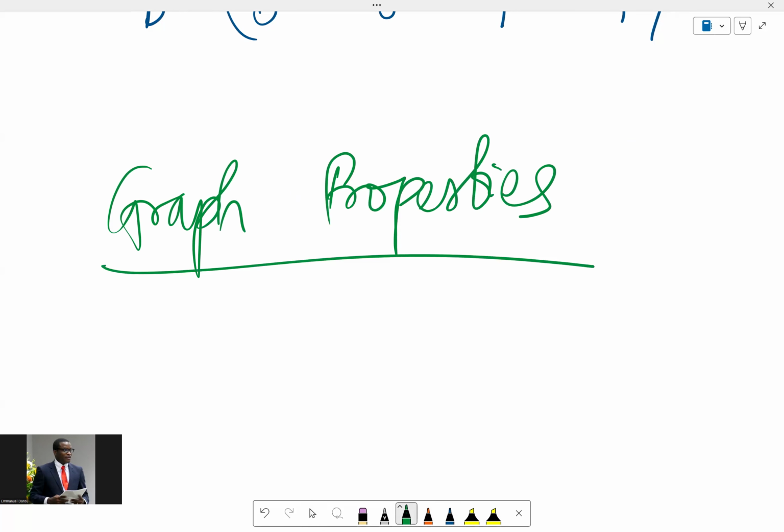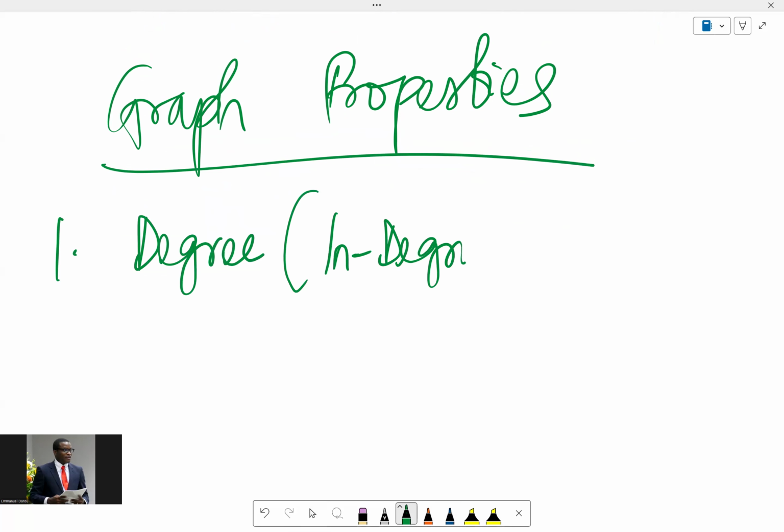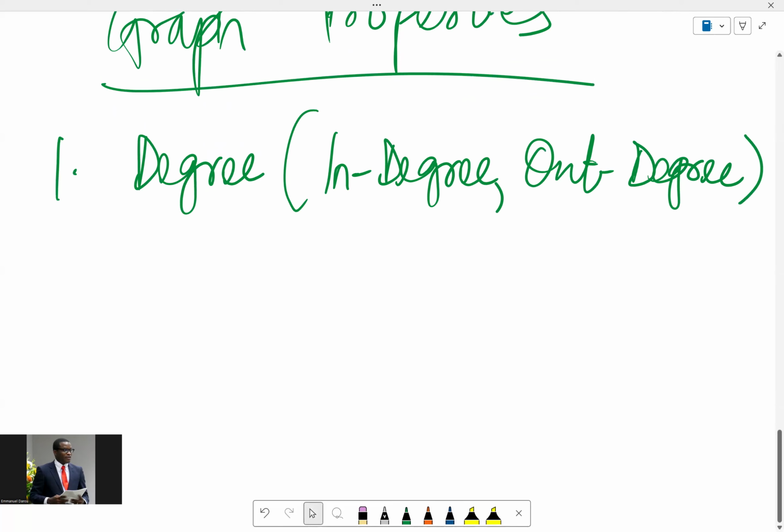Okay. So here, the first property we want to talk about will be the degree. How do you talk about the degree of a graph? Here we talk about in degree and out degree. The concept is very simple to grasp.